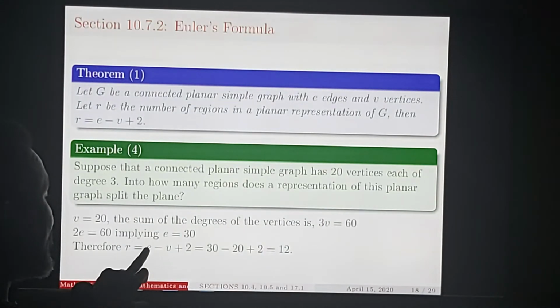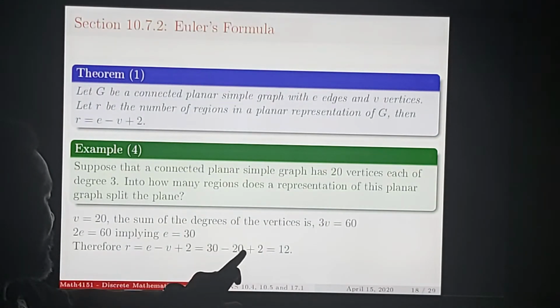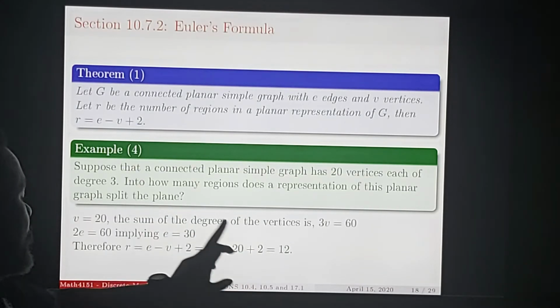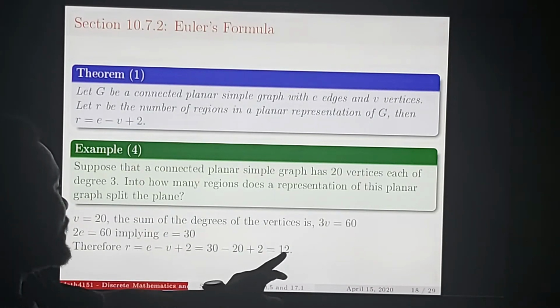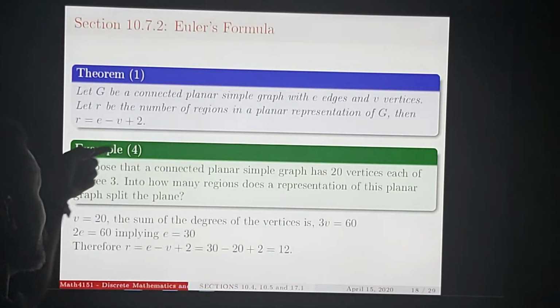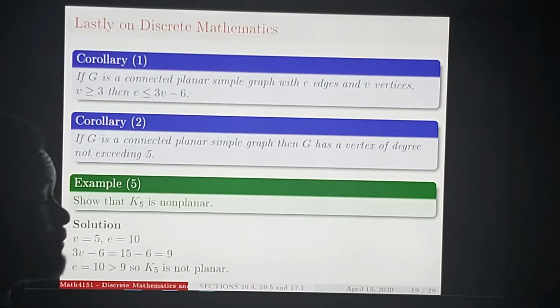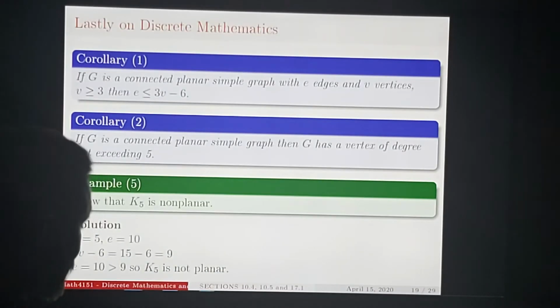Therefore, R will be given by E minus V plus 2, which is 30 minus 20 plus 2, which is 12. So the number of regions the graph splits the plane into is 12. That's it. Okay, lastly, in discrete mathematics, we do have Corollary 1.